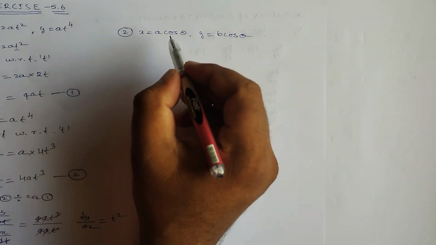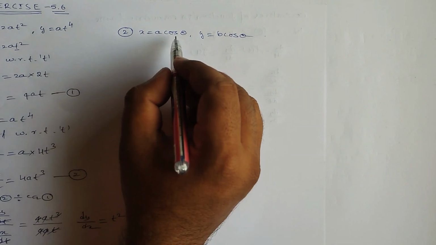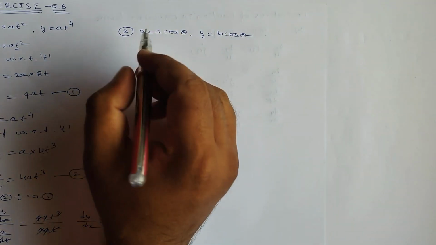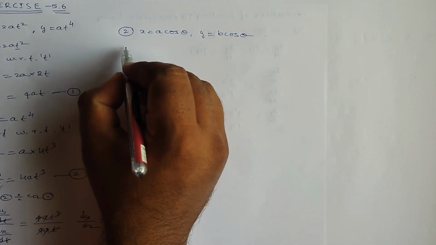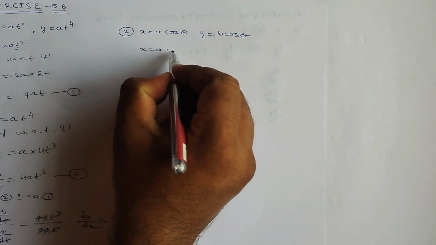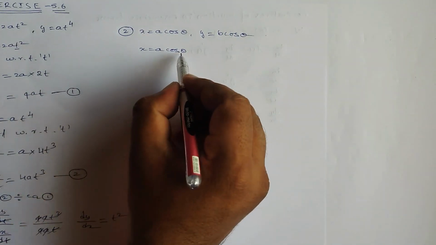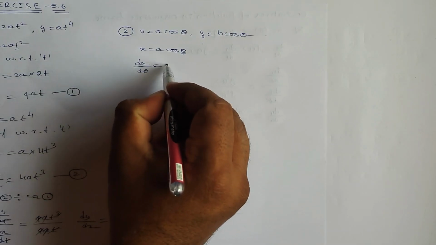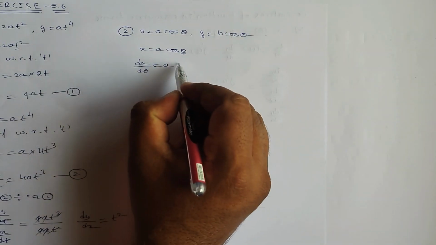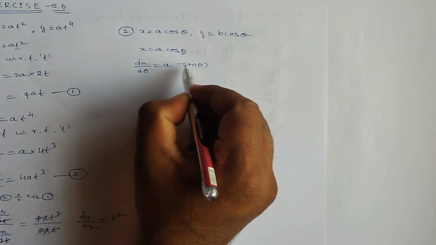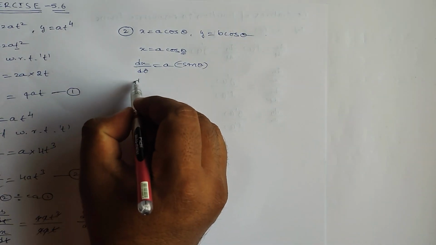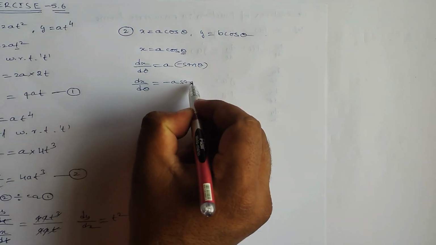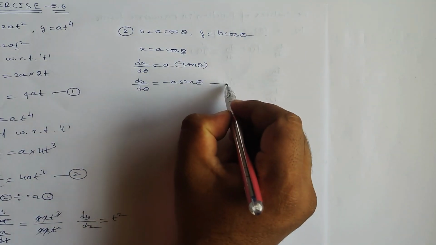Question number 2, find dy by dx. Given x is equal to a cos theta, y is equal to b cos theta. First take x is equal to a cos theta. Now differentiate with respect to theta, the variable is theta, dx by d theta equal to a, a is a constant. What is the derivative of cos theta? It becomes minus sin theta. So that is equal to dx by d theta equal to minus a sin theta. Let's say equation number 1.